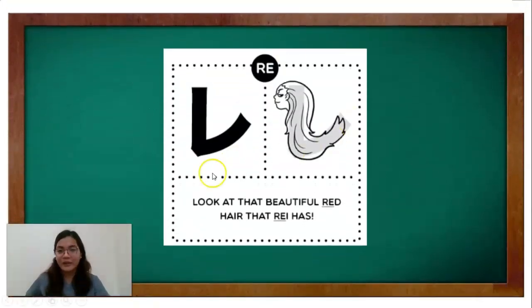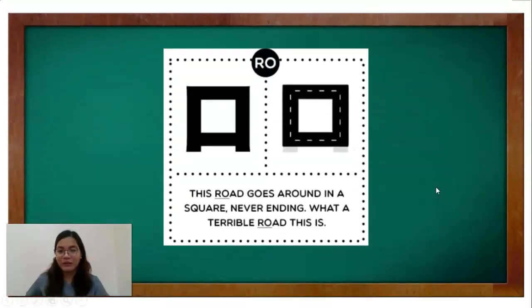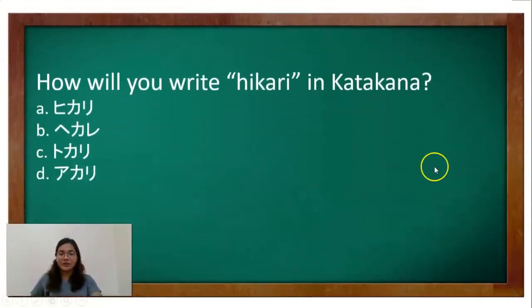Next, Re. Look at the beautiful red hair that Ray has. So Re as in red or Re as in Ray. And the last for this one is ro, as in road. Think that this road goes around in a square, never ending. What a terrible road this is. So ro as in road. Okay, and let's do the quiz time.